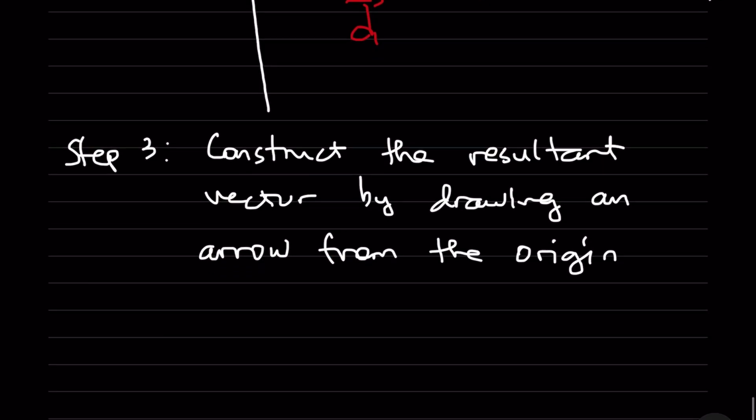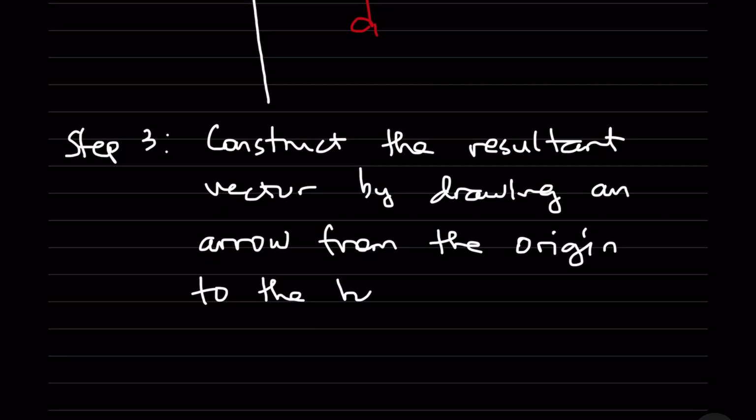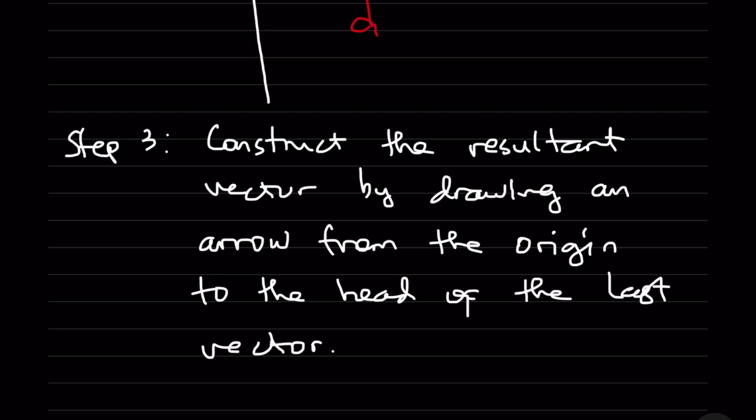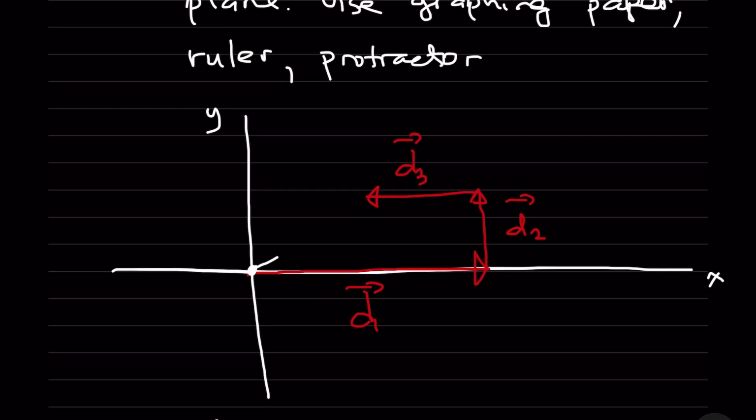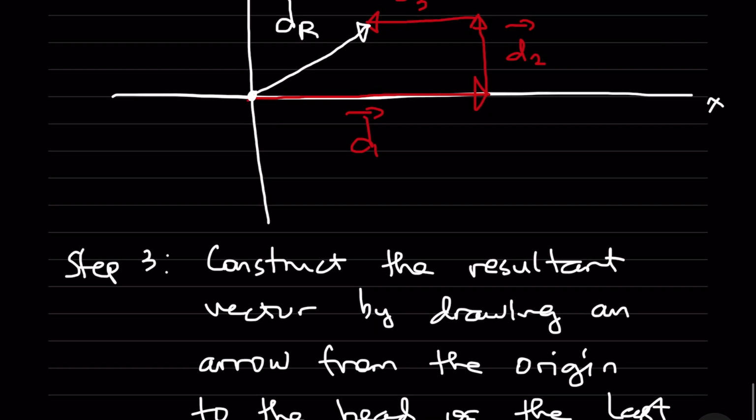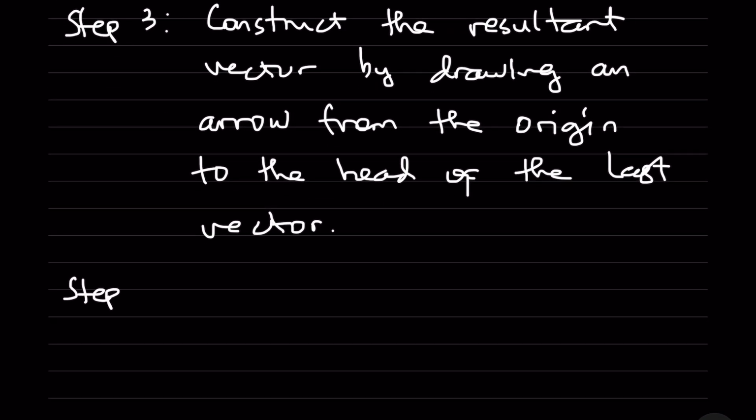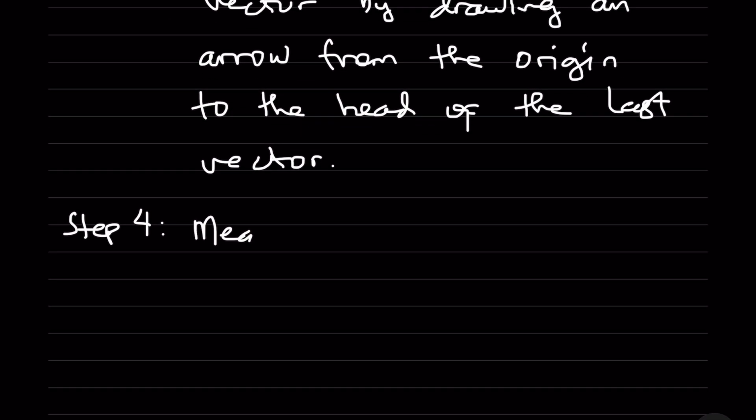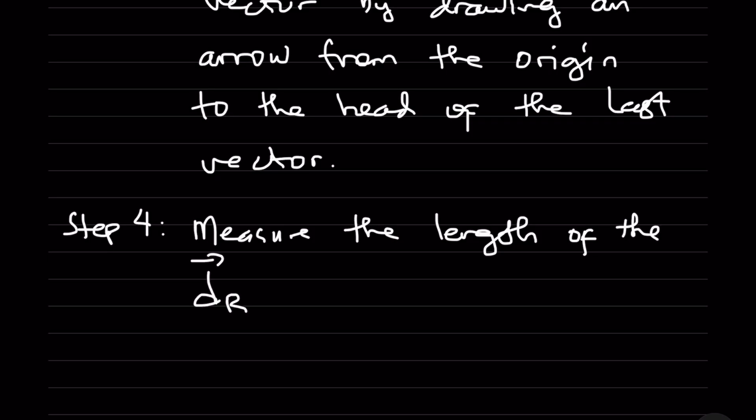Next step is to construct the resultant vector by drawing an arrow from the origin to the head of the last vector, just like what we did earlier in our illustration. So I show it here. We can denote this with symbol d sub r with an arrow on top. So that is the resultant vector. The fourth step is to measure the length of the resultant vector using your ruler. And also, you measure the angle using your protractor.